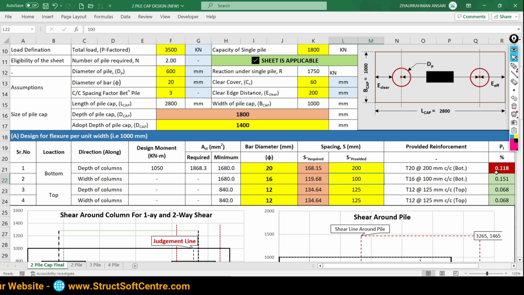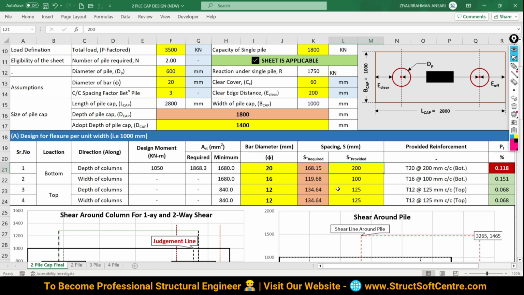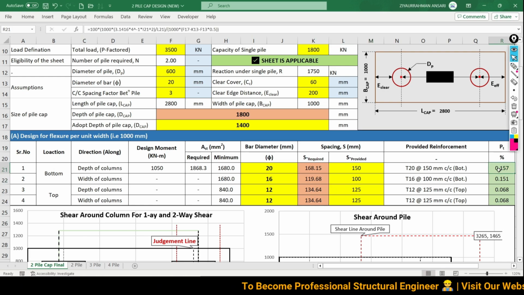So that will be a sign of danger. So always you have to provide the spacing less than this required. So I am going to provide 150 mm center to center spacing. So it is safe. That's why you are getting it in the green cell.